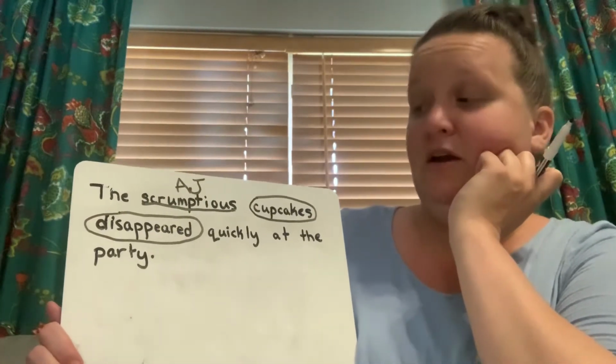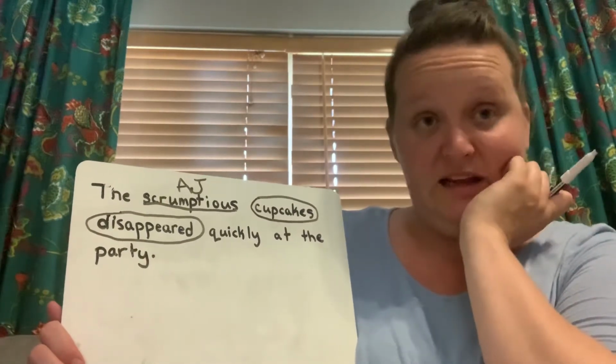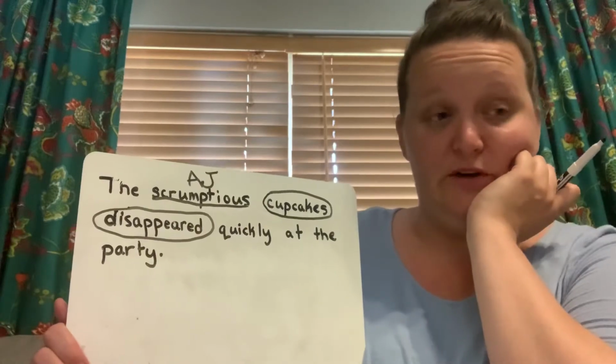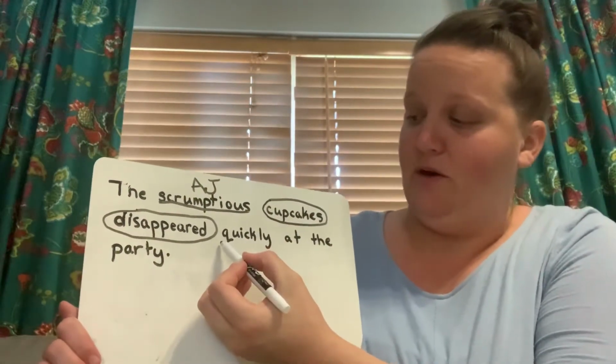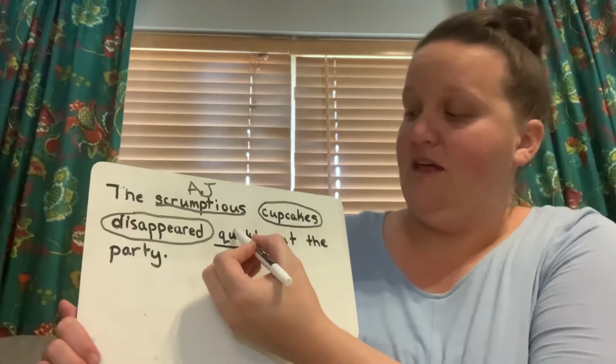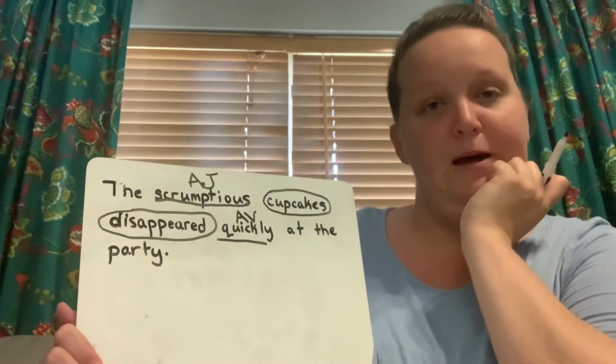Okay, so disappeared is our verb. That's our action. That's what happened. How did it happen? How is one of the questions that adverbs answer. It happened, or it disappeared quickly. That is our adverb. You see that? Okay, I have a couple more.